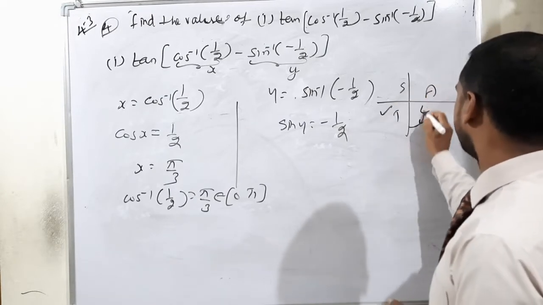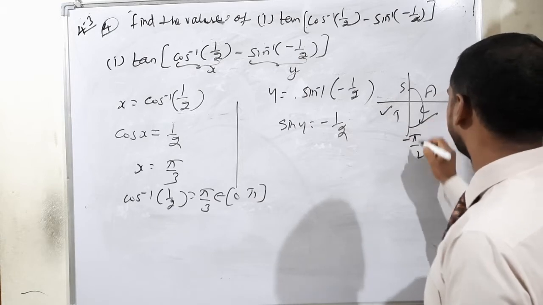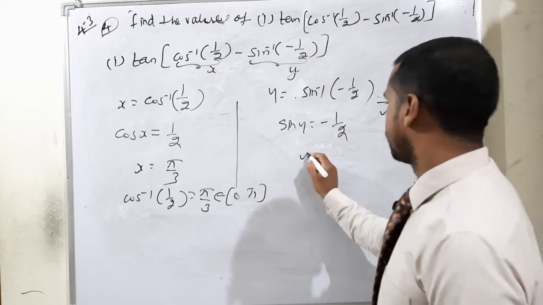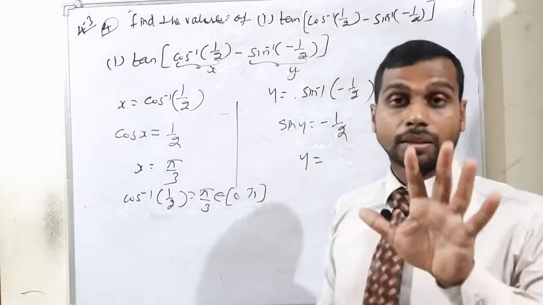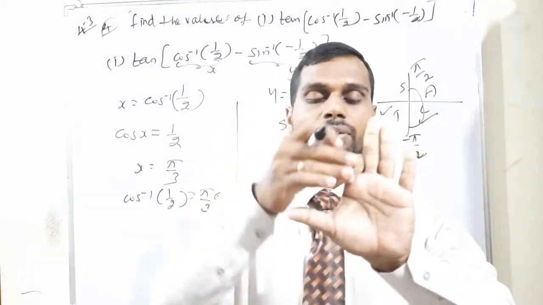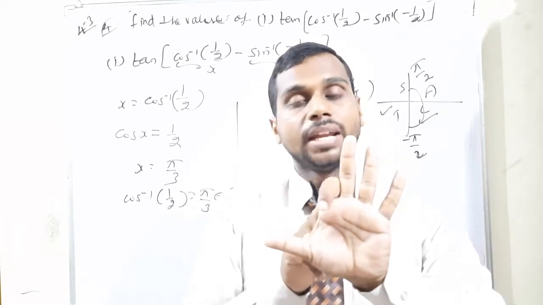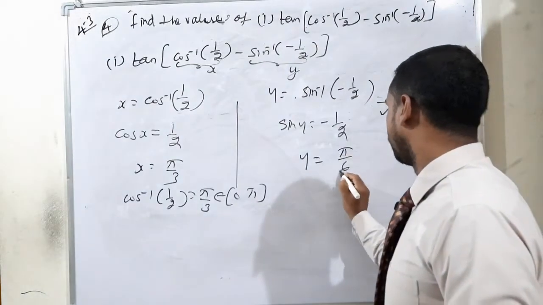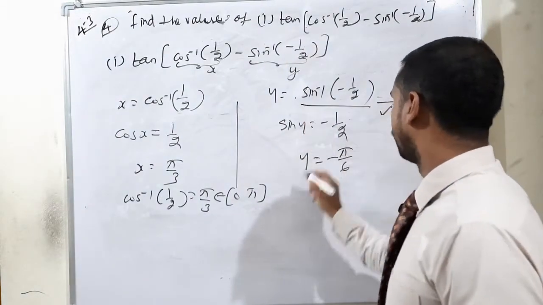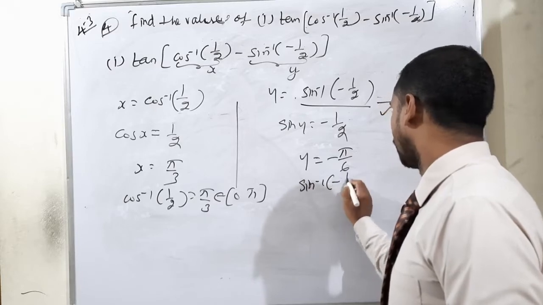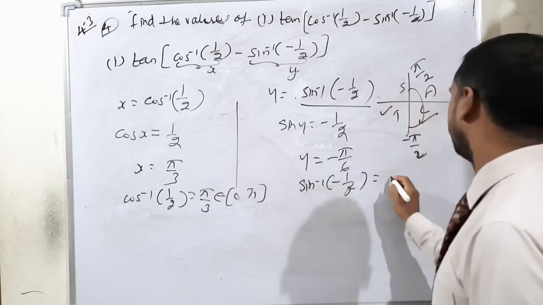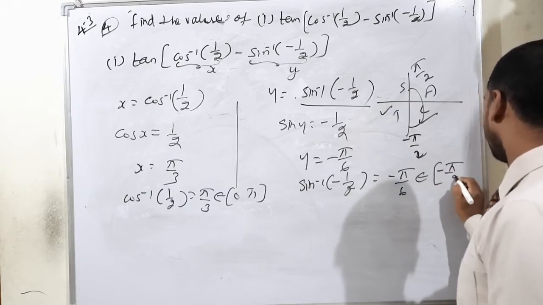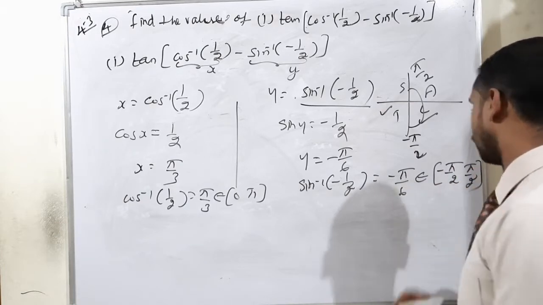Third and fourth means the range is actually minus pi by 2 to positive pi by 2. Therefore, y is equal to sine, so we have to check the thumb side. Thumb side 1 by 2 means definitely we have to fold the index finger. Index finger means pi by 6 but negative. y is equal to negative pi by 6. Therefore, sine inverse of negative 1 by 2 is negative pi by 6, which belongs to negative pi by 2 to positive pi by 2.